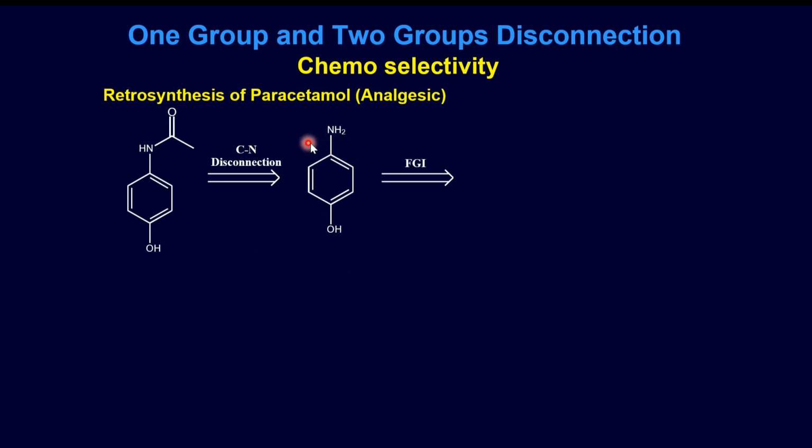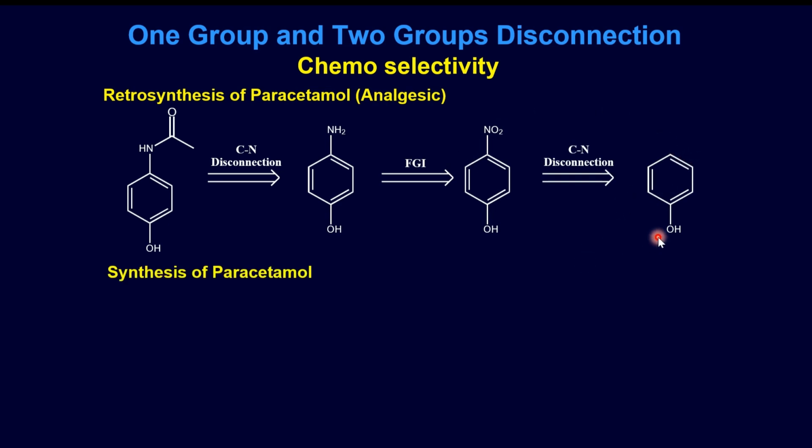Anyhow, the amino group I cannot attach directly because NH2 minus is electron rich and nucleophile, benzene is also electron rich, and like poles repel each other. Hence, I do functional group interconversion. Instead of NH2, I will add a nitro group. I'll do CN disconnection and I will get phenol. I'll follow this strategy for the synthesis of paracetamol.